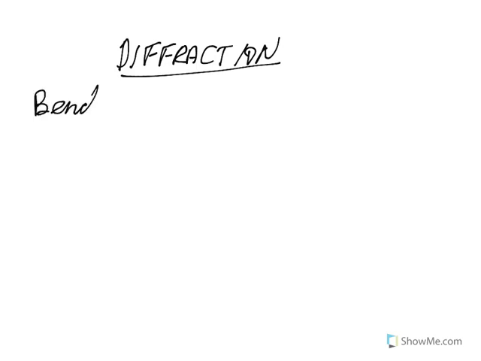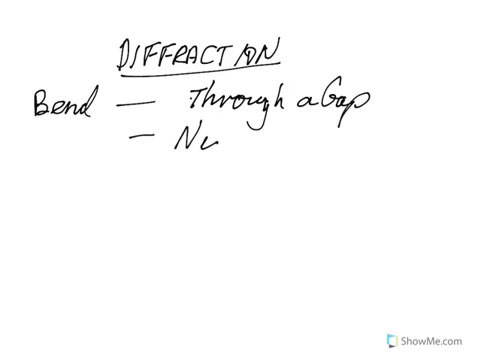All right, so now we're looking at what's called diffraction. Now, diffraction is also bending, but it's bending in a different way. So it's bending when it passes through a gap, or near an object. All right, so we're not changing speed this time.